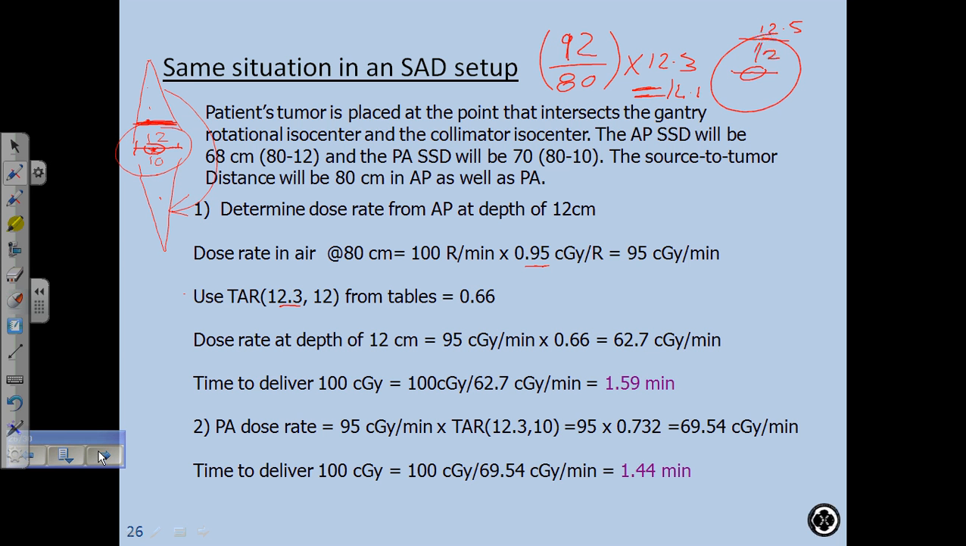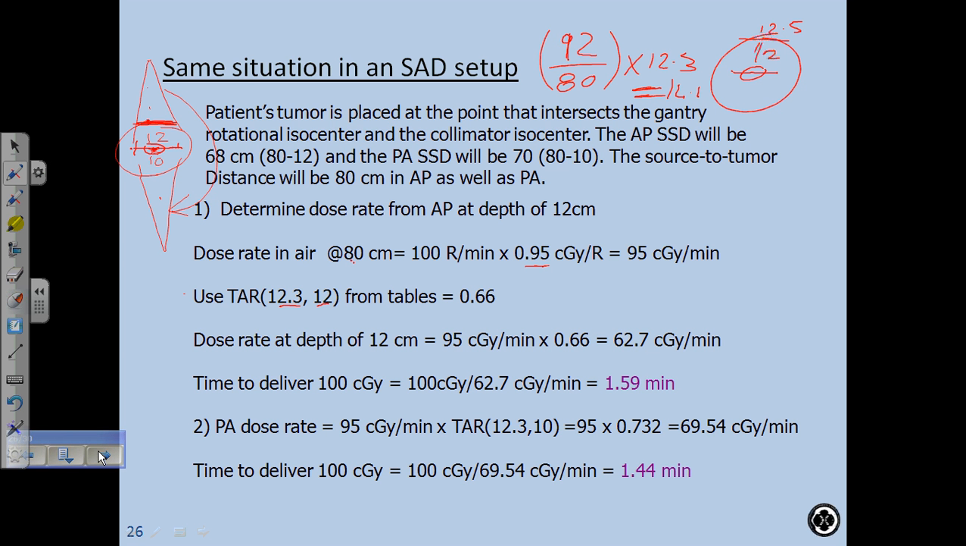So we're going to use this TAR to cover our tumor. We're going to assume that we cover it with a field size of 12.3. And what about the depth? Our point of interest is at a depth of 12, so that's okay. Now, what about the starting point, 80 cm? Remember, when we're using TAR, we want to make sure the point of interest is the same distance to the source in air and in tumor. We've got a dose rate at 80 cm in air. Yes, so we can use this TAR.